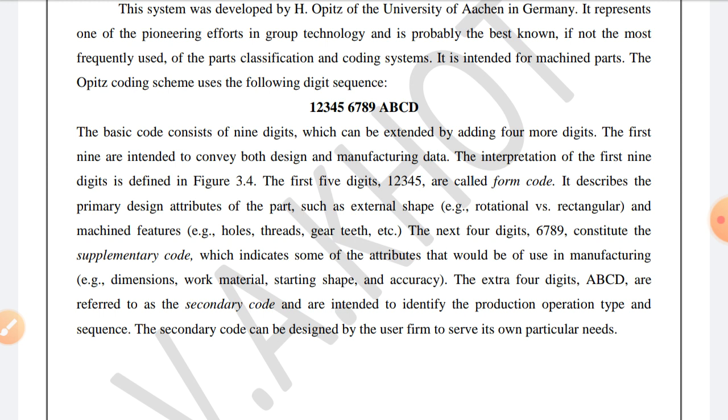The extra 4 digits, whatever the A, B, C, D are, are referred to as the secondary code. A, B, C, D are the secondary code and are intended to identify the production operation type and sequence. Production operation type, whether it is machining, forging, casting, or fabrication, can be identified.